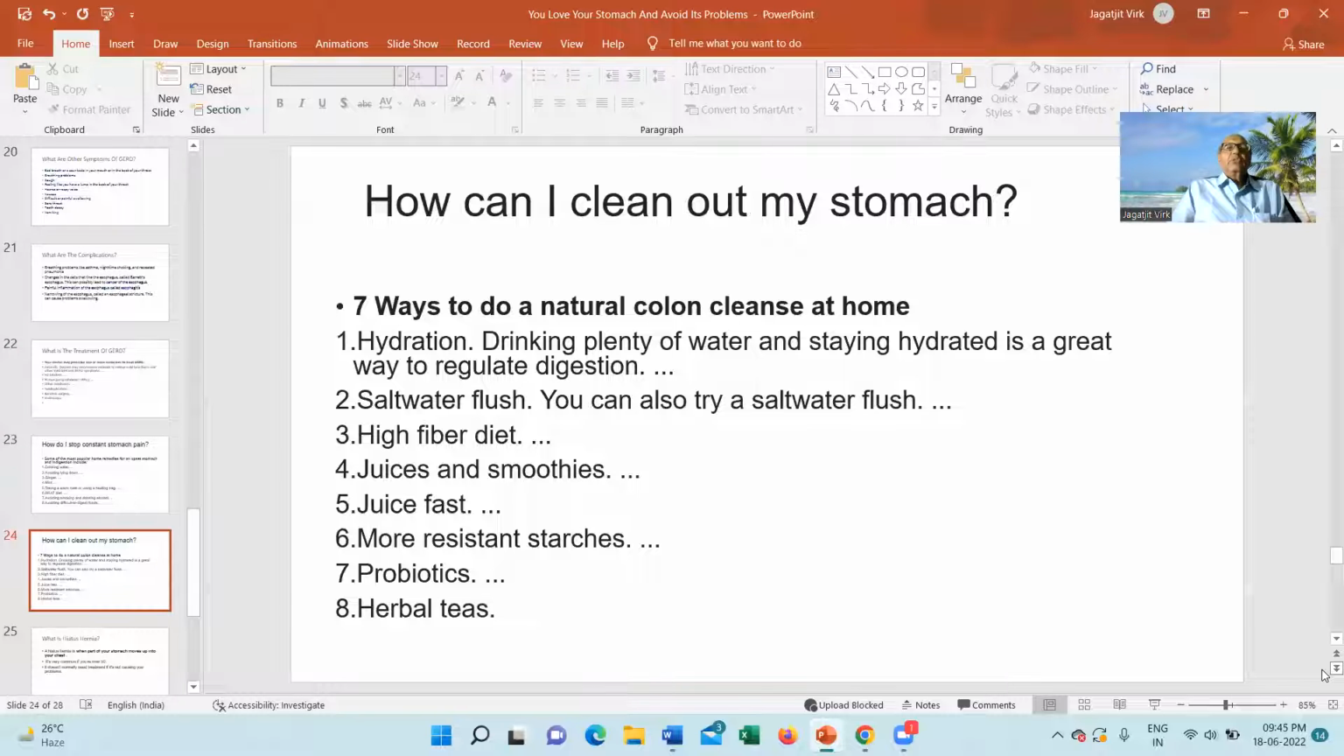How can I clean out my stomach? Seven ways to do a natural colon cleanse at home. Hydration: drinking plenty of water and staying hydrated is a great way to regulate digestion. Salt water flush: you can also try a salt water flush. High fiber diet, juices and smoothies intake. You can have a juice fast, more resistant starches, probiotics, and herbal teas.